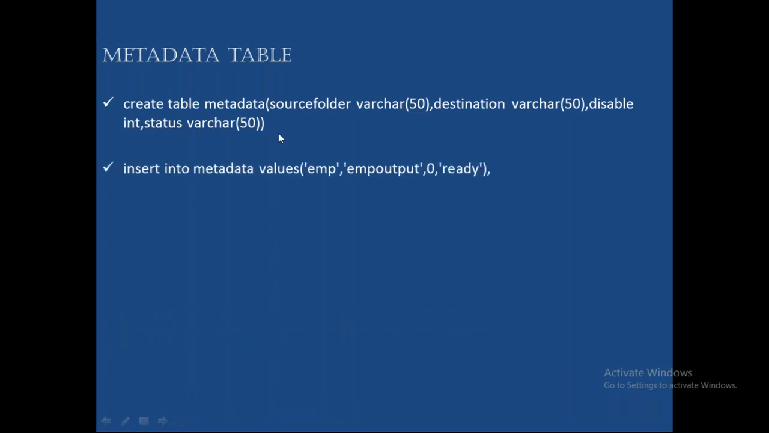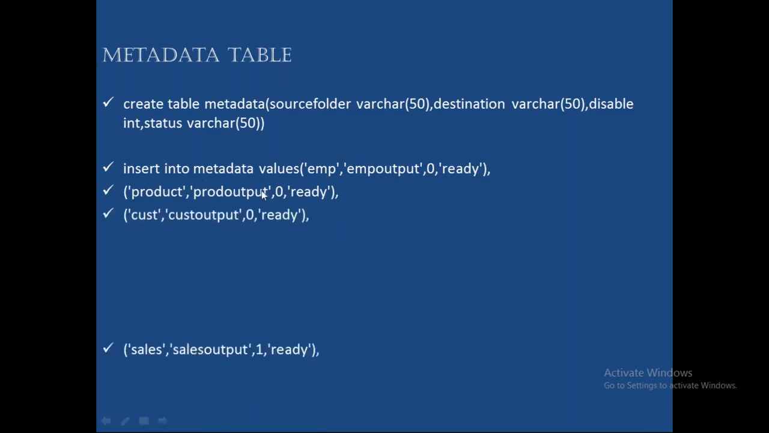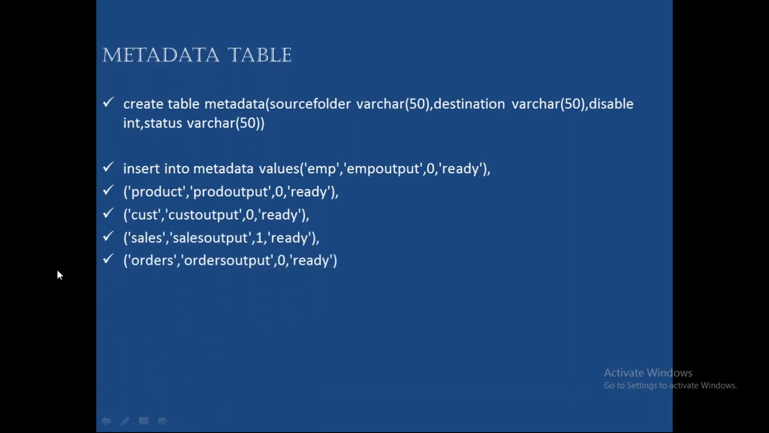Now I will insert the first EMP record, the EMP folder. Whatever data I have inside the EMP folder, all that data I will put into the EMP output folder. In the same way, for the product folder, whatever data I have, I will load into the product output folder. In the same way, cust, sales, and orders. So the respective folders' data I will load into the respective folders in data lake storage Gen2. Okay, inactive means this particular table we don't need to consider.